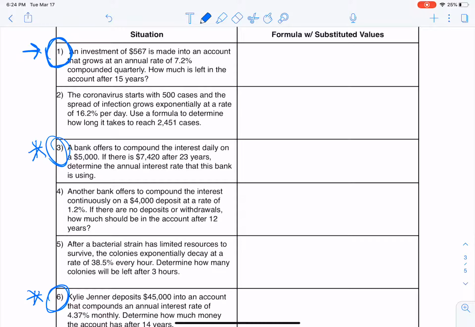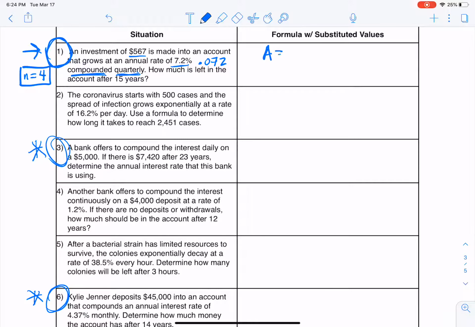An investment of $567 is made into an account that grows at an annual rate of 7.2%, so that's really 0.072, and it's compounded quarterly. So that word compounded is super important. Quarterly means it's happening really 4 times a year. Right, so our n value is 4. Well, what do I mean when I say the n value?